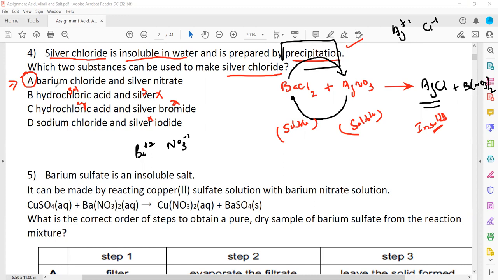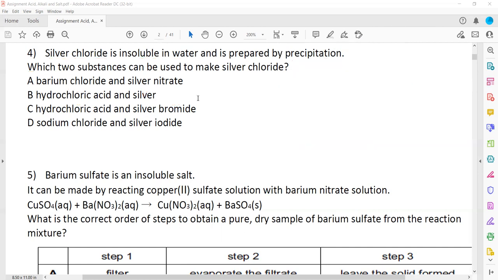So whenever we are preparing a salt by precipitation, we should mix two solutions. And how do we identify that two solutions are there? You have to recall the table in which we discussed the soluble and insoluble salts. So by mixing two solutions, an insoluble salt is formed. We call that precipitation.